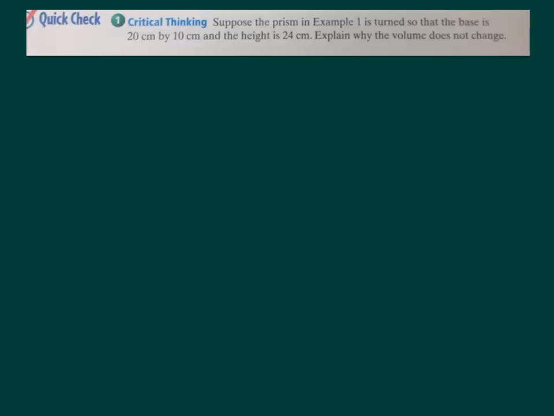All right, quick check number 1 says, suppose the prism in example 1 was turned so that the base is 10 by 20 and the height is 24. Explain why the volume does not change. Please pause the video while you try to figure this out.